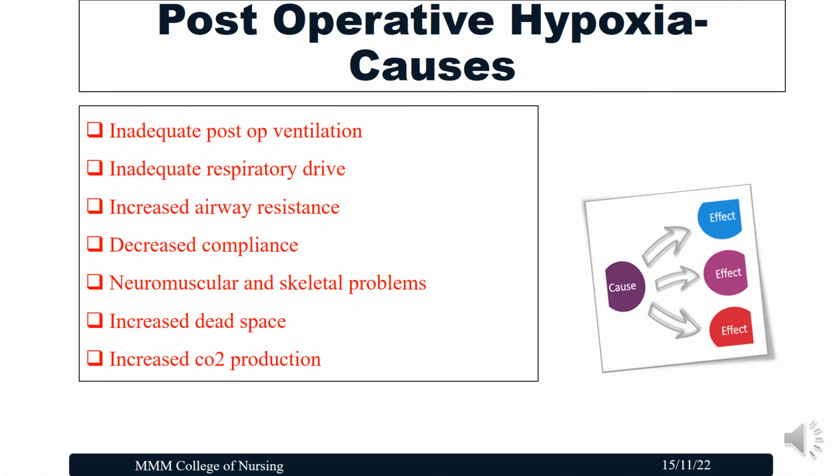The causes of postoperative hypoxia include inadequate postoperative ventilation. If the patient is not getting adequate ventilation postoperatively, inadequate respiratory drive from the patient's side, increased airway resistance, decreased compliance. Compliance is nothing but the ability to stretch and expand. If the lungs are unable to stretch and expand, that can lead to postoperative hypoxia. Also neuromuscular or skeletal problems, increased dead space, increased carbon dioxide production.